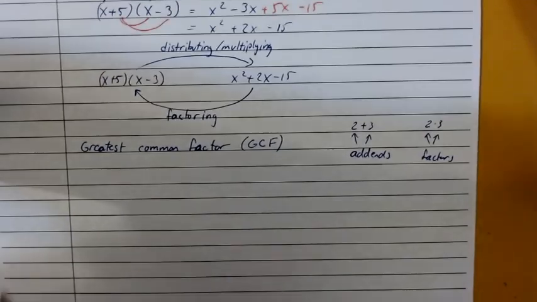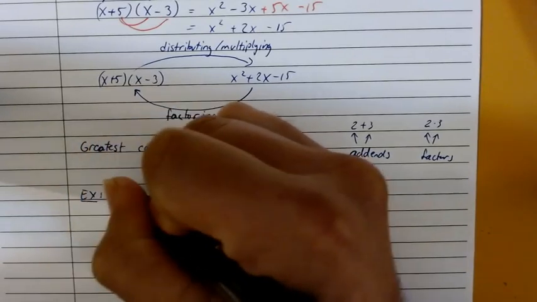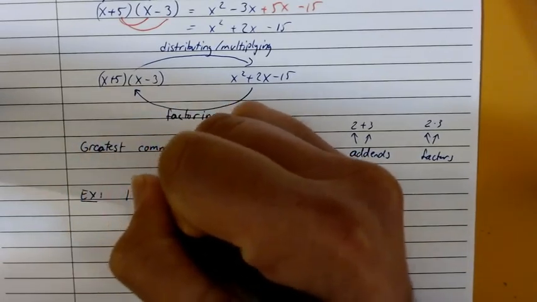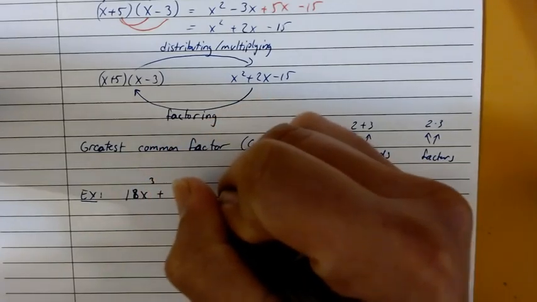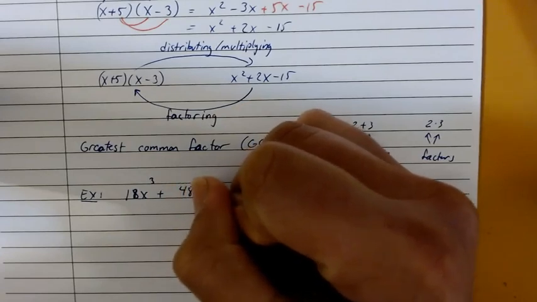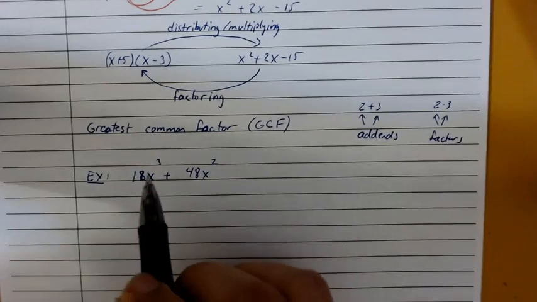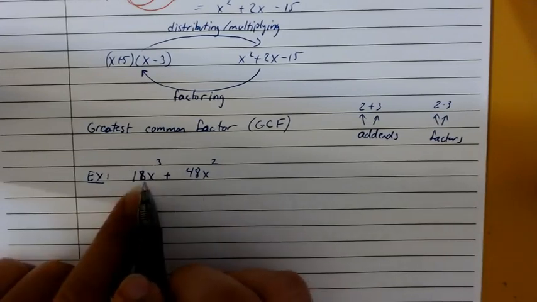So first of all, let's talk about how to find that. And let's start with an example. Let's find the greatest common factor of 18x to the third power plus 48x to the second power, like that. All right. What we're going to do is we're going to take each of these and break them apart as far as we can on their own.